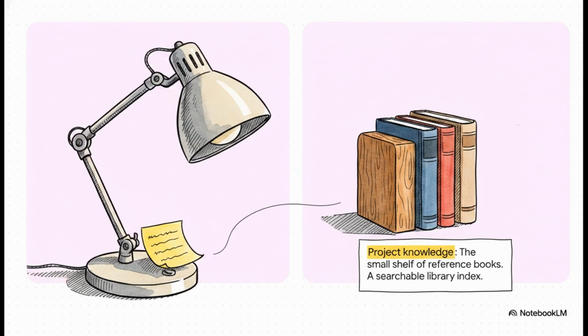Okay, so let's look at how this desk is actually organized. Every project has two main slots. The first slot is your project instructions. This is that sticky note we talked about. A short, focused paragraph telling Claude who you are, how you write, the specific tone you want, and any strict rules to follow. You really want to keep this to a page or less. Why? Well, if it grows past that, Claude actually starts skimming the instructions instead of reading them carefully.